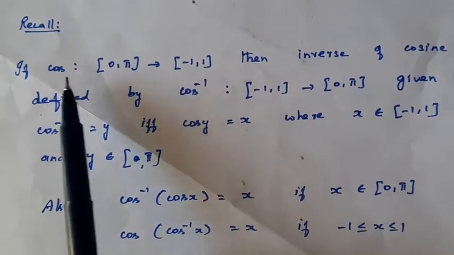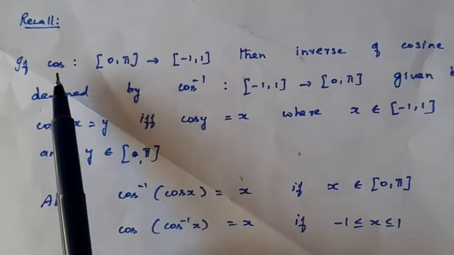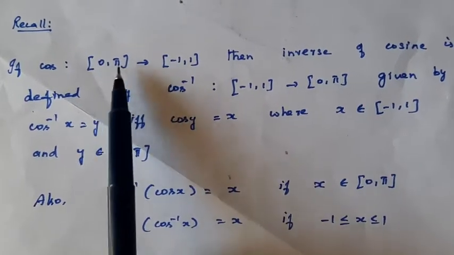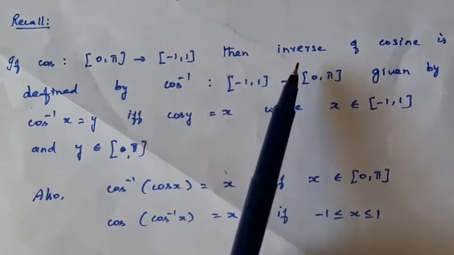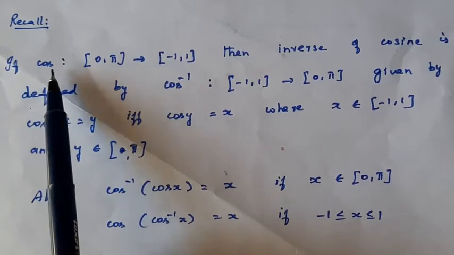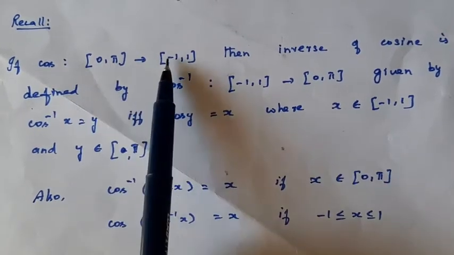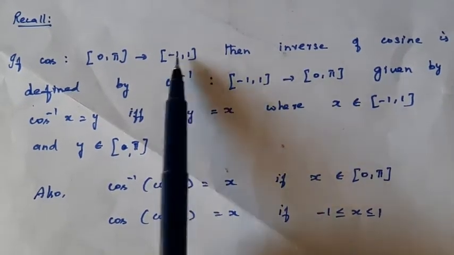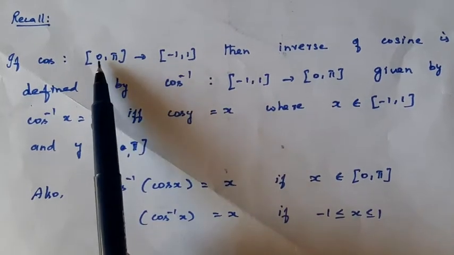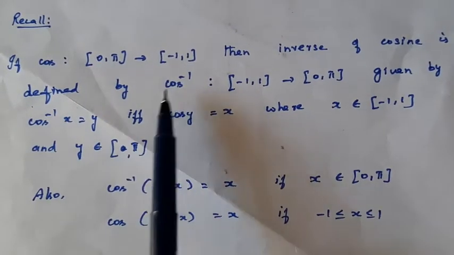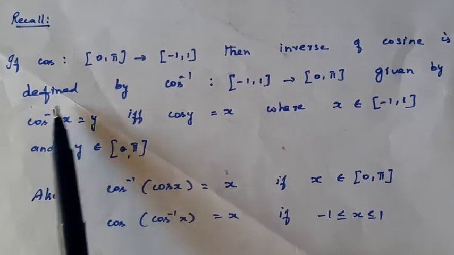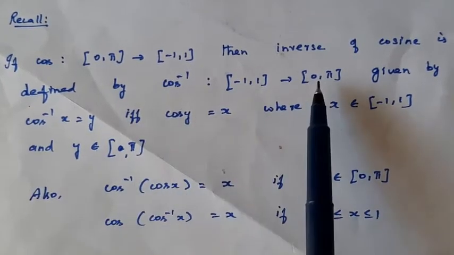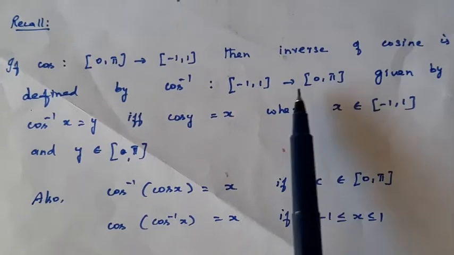Now, the inverse of the cosine function is defined only if the cos function has the domain 0 to pi instead of the entire domain R. If the domain is restricted to the closed interval 0 to pi, then only we can define the inverse cosine function. So, if the cos function is from 0 to pi to the closed interval minus 1 comma 1, then the inverse of the cosine function is defined as cos inverse from the closed interval minus 1 comma 1 to the closed interval 0 comma pi, given by cos inverse of x is equal to y if and only if cos y is equal to x, where x belongs to the closed interval minus 1 comma 1 and y belongs to the range, the closed interval 0 comma pi. So this is the definition.